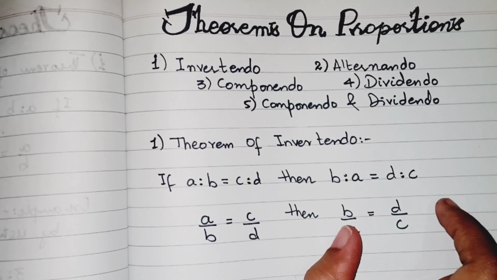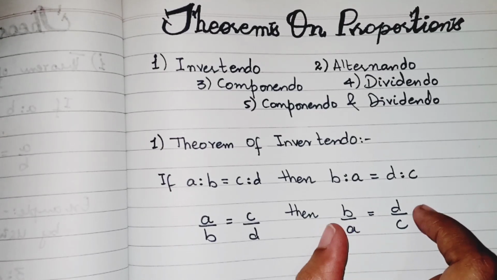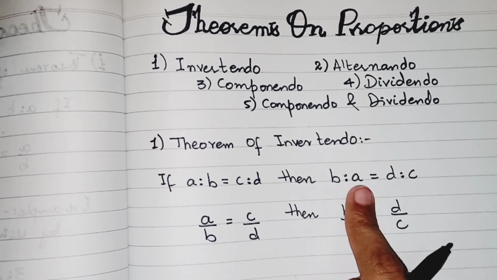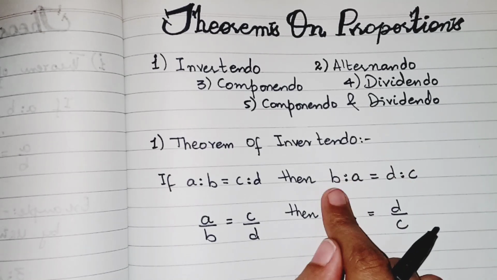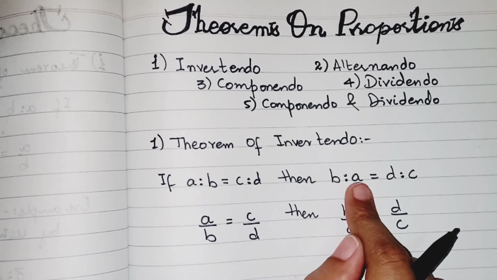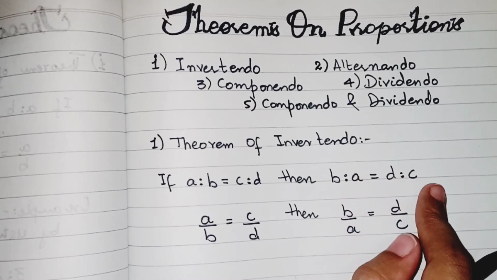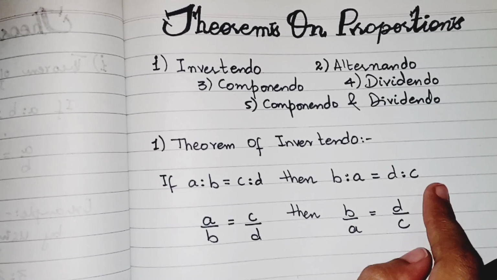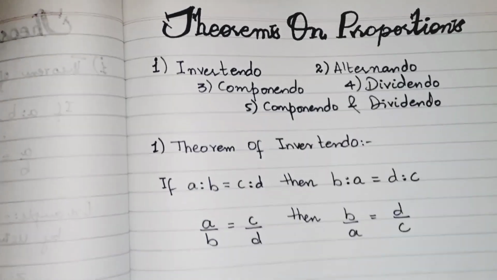So in theorem of Invertendo, we have to invert both ratios with their antecedent and consequent, or you can say that the first ratio will be inverted and the second ratio will be inverted too, each by itself. Okay, moving towards the next one, which is theorem of Alternando.